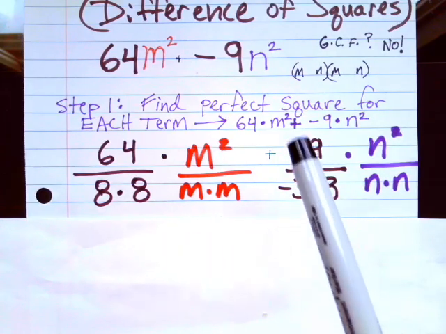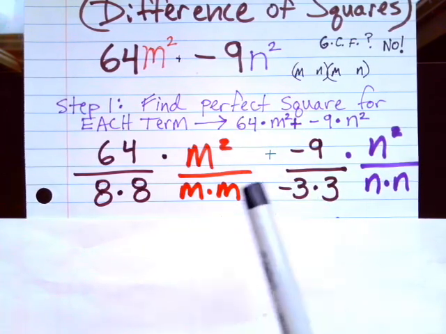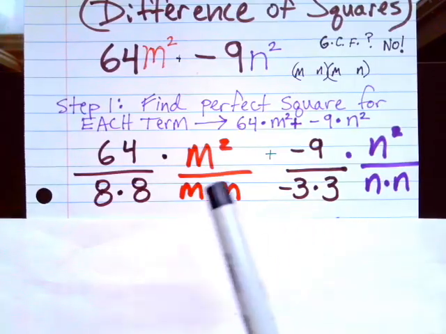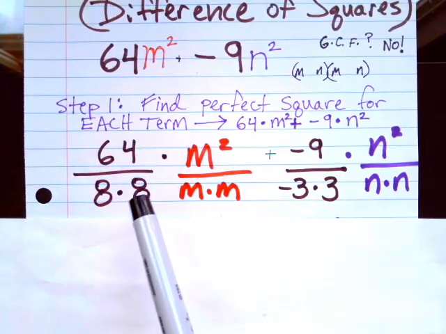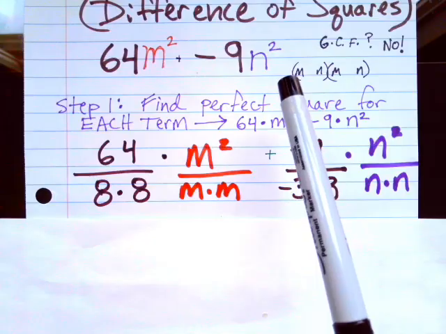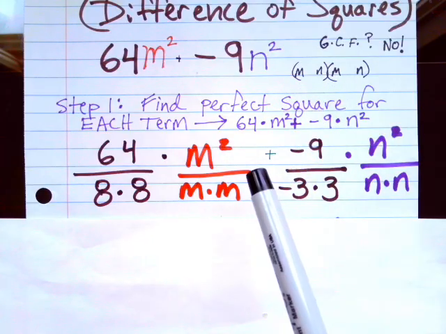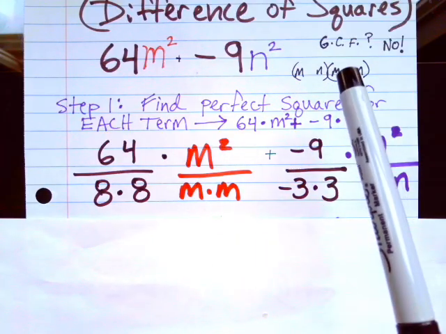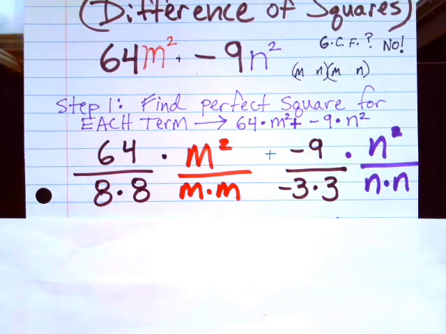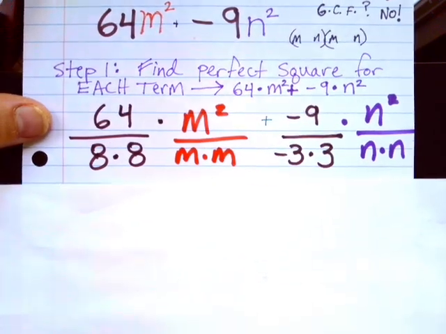Negative 3 times 3 is a negative 9. Hey, where am I going to put these terms, right? 64 is 8 times 8, m, right? So I'm going to put that 8 in front of the m's. And I'm going to put that negative 3 and the positive 3 in front of the n's. Let's go ahead and take a look at that now.